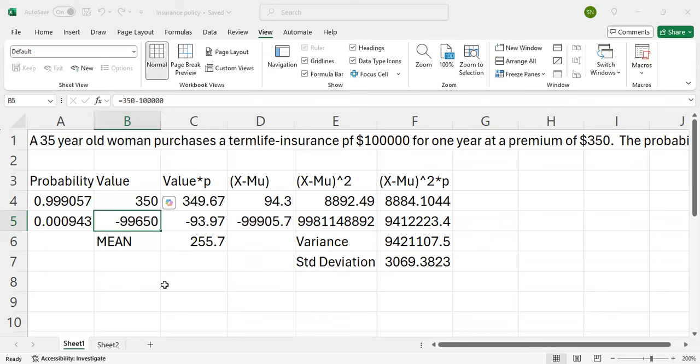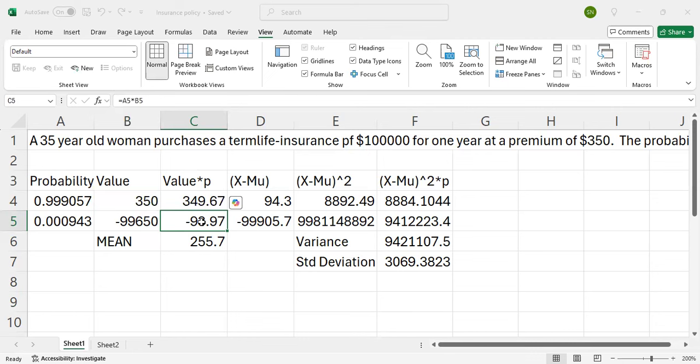Okay, now multiply that value of X with the corresponding probability of 0.000943, and you get minus 93.97. So in column C, I'm multiplying the value of each event with the corresponding probability.